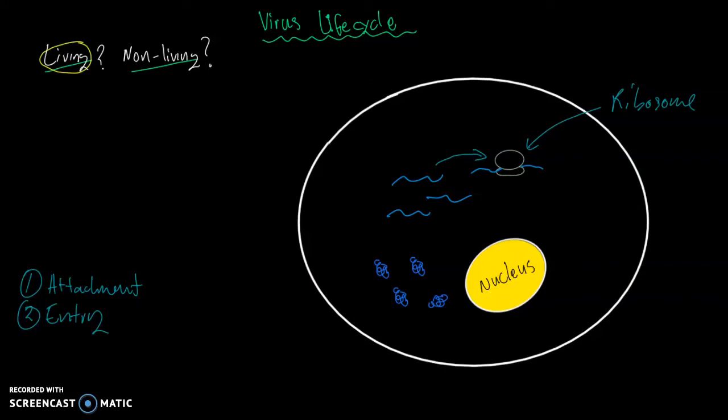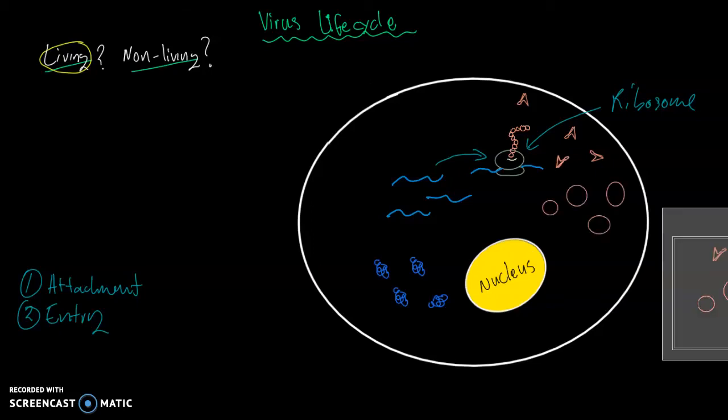And recall that ribosomes are responsible for translating RNA to amino acids, which are the building blocks of proteins. So translation will take place, and what we get is the product of various proteins. And one of the proteins that is going to be created is the capsid proteins.